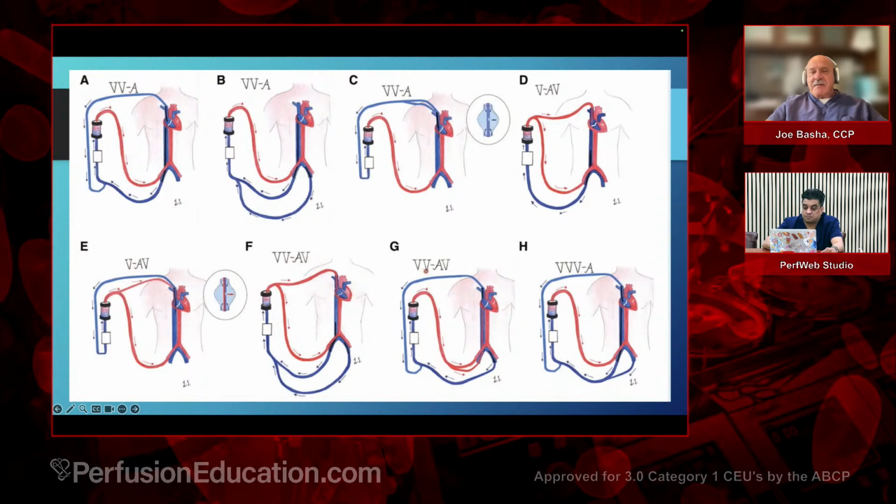Then you have VVAV, same exact thing that we just talked about, only in this particular case, it looks like we are draining from the femoral vein and from the superior vena cava, and we are going back into the femoral artery and then the contralateral femoral vein with the cannula all the way up into the right atrium.